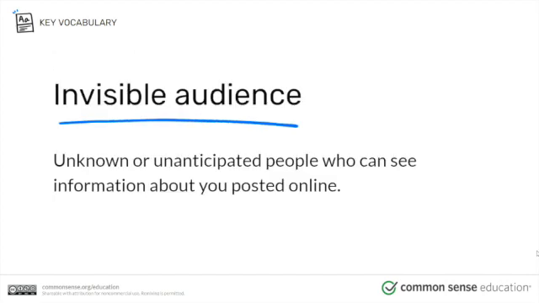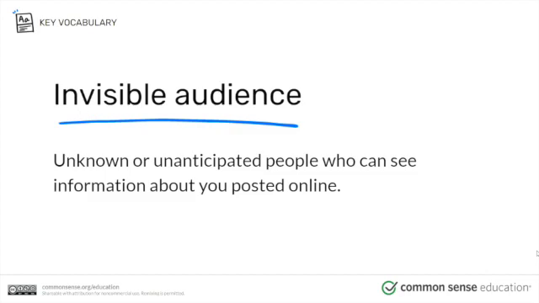Our last keyword in this lesson is invisible audience, and that is anyone who can see information you post online, whether you intended for them to see it or not. For example, imagine a friend from elementary school you haven't talked to in years. They follow you on Instagram and are part of your audience. What if he shows your post to his mom or takes a screenshot to send to his cousin?